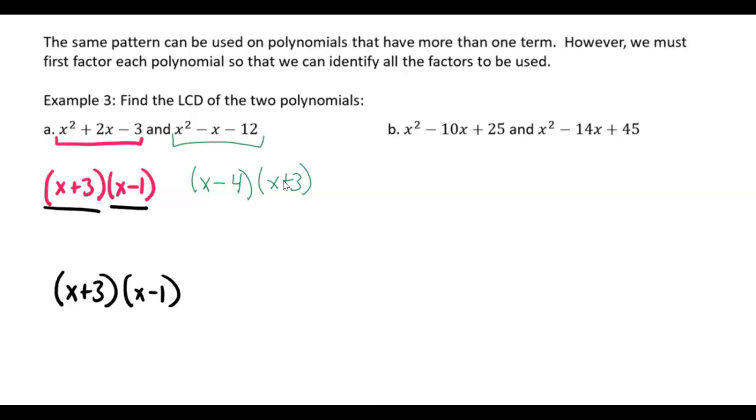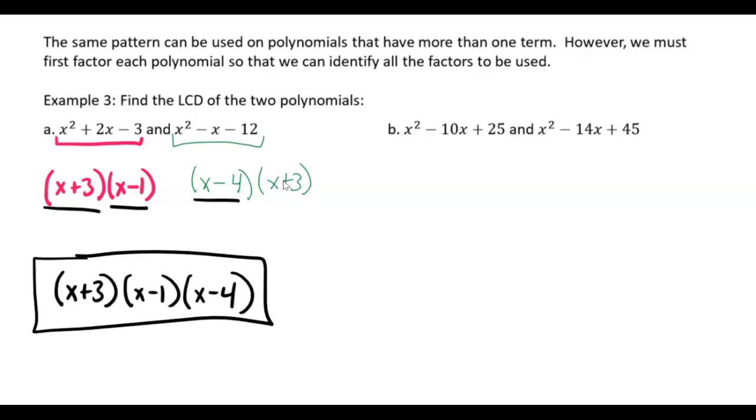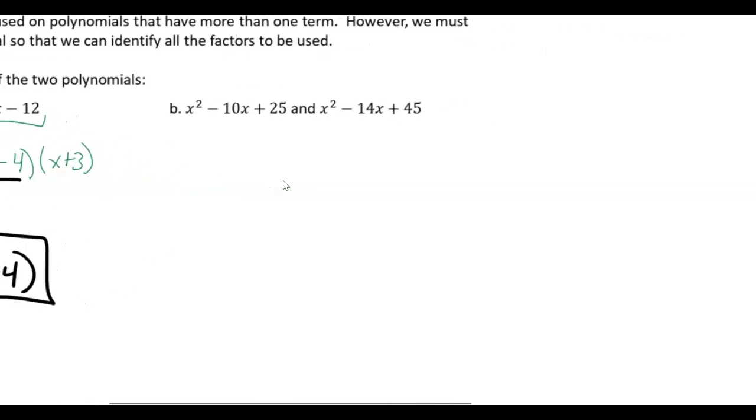All right, now look at the x minus 4. It happens once from the right polynomial. It doesn't happen from the left polynomial. So between the two, the most it happens is one time. So this is what we would have for our least common denominator if we were doing some type of math problem and these were our denominators. All right, let's try again.